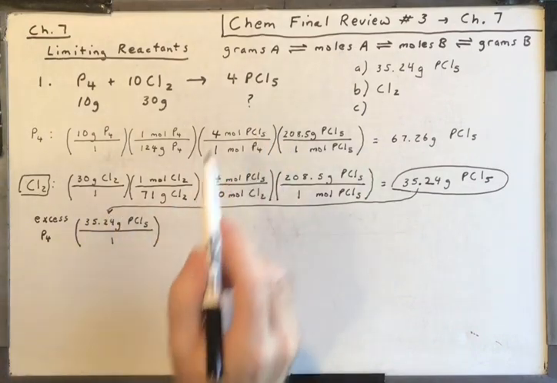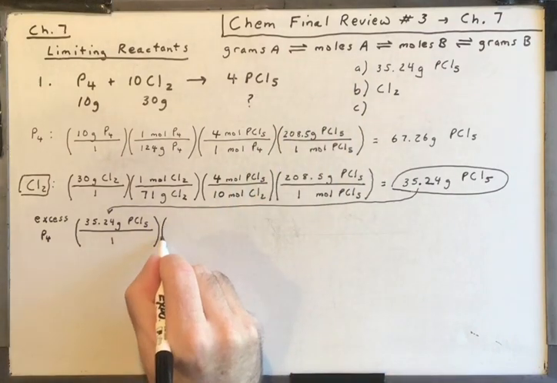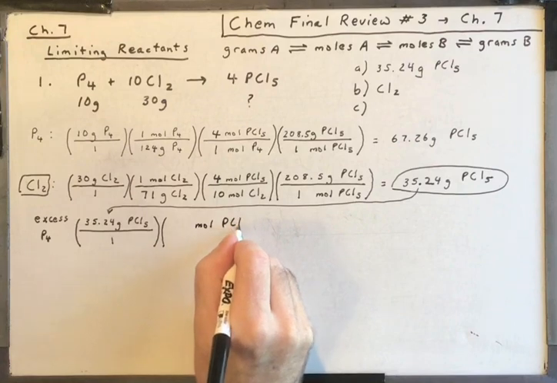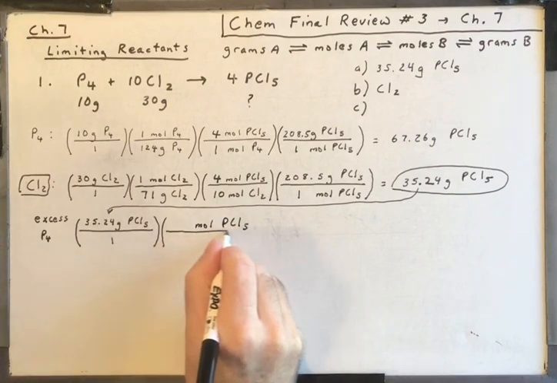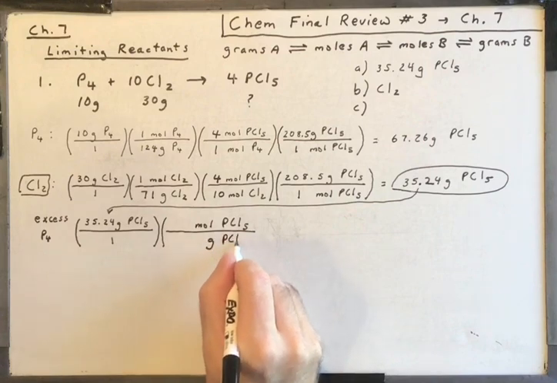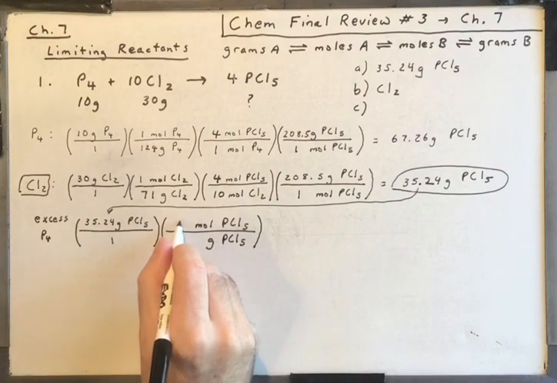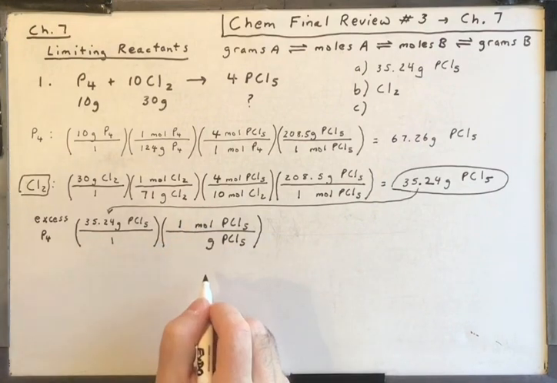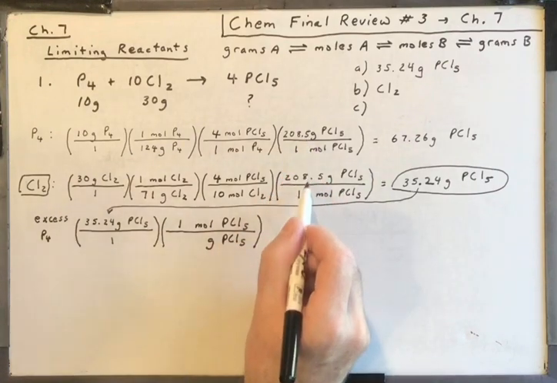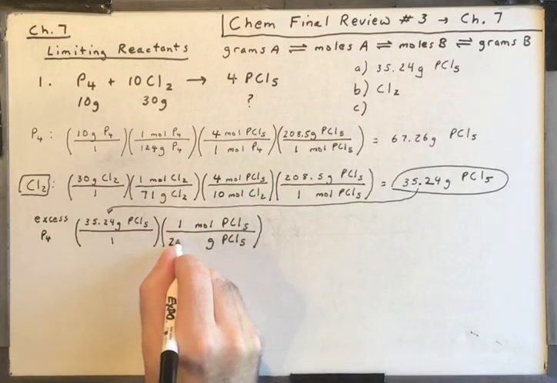So think of PCl5 now as grams of A. And then we've got to go to moles of A, so moles of PCl5. We need to cancel out or get rid of grams of PCl5. When you have moles in something else, you put the moles by 1 by the moles. You've already added up PCl5. It's right up here and right up here, 208.5. So you don't have to do that work again.